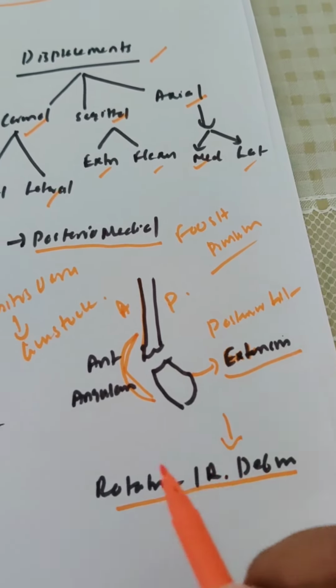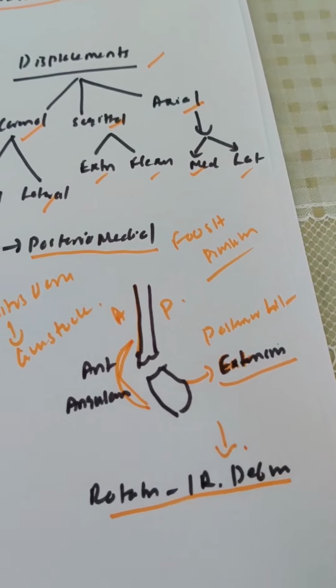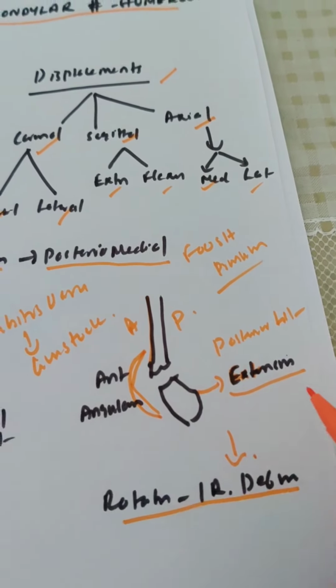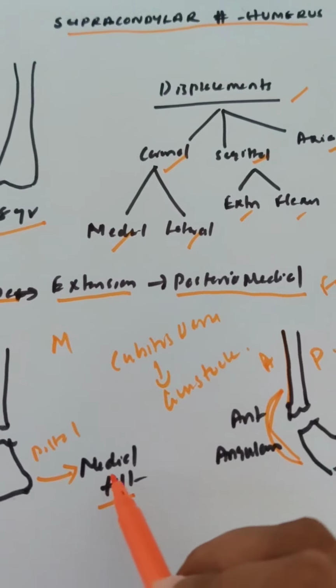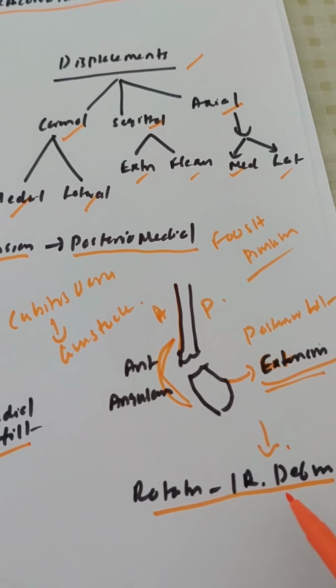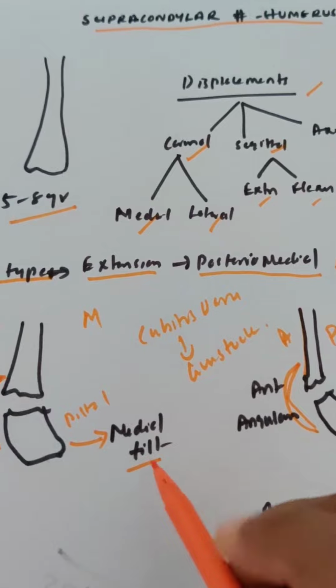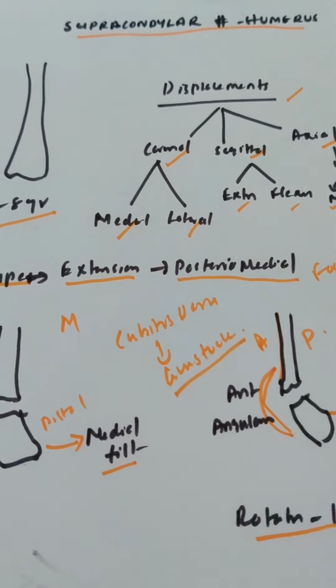The distal fragment will get internally rotated. So the internal rotation is the most common displacement. The internal rotation, the extension and the medial tilt together form this gun stock deformity in malunited supracondylar fracture.